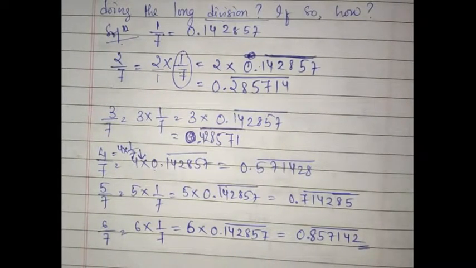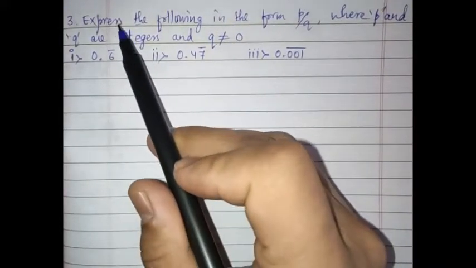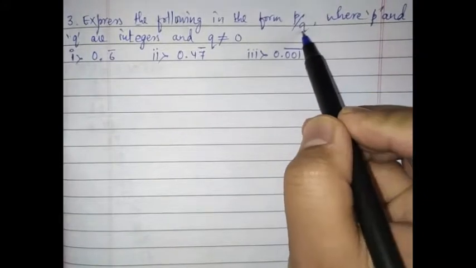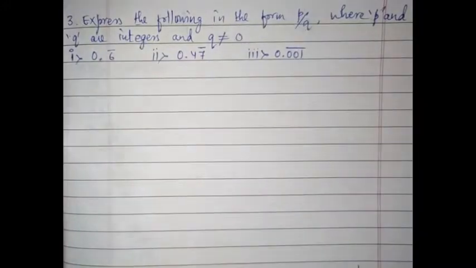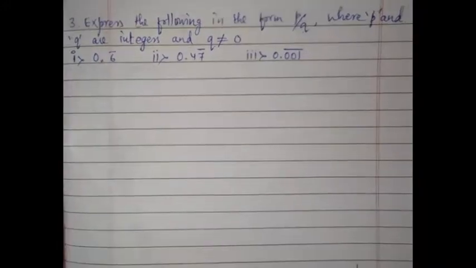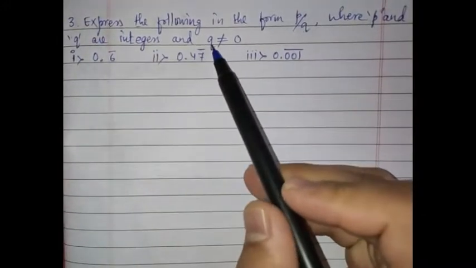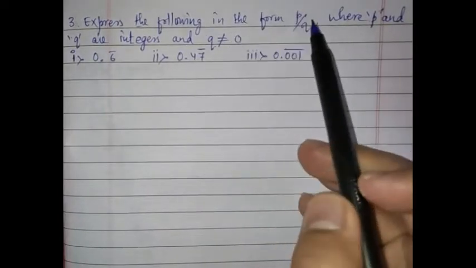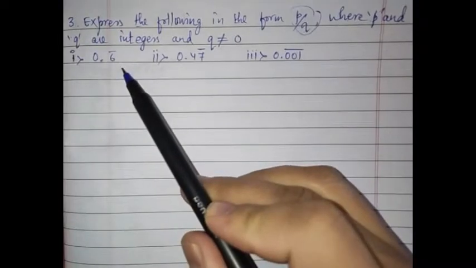Here we have question number 3. It states: express the following in the form p by q, that is in rational form, where p and q are integers and q is not equal to 0. That is your rational form. So you have to express the given number in the p by q form.